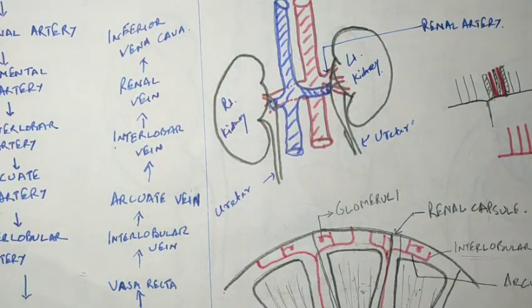So hopefully you have understood the basic arrangement of the renal arterial system, and we will come back to you with a different topic. If you have any doubts, you can ask me.